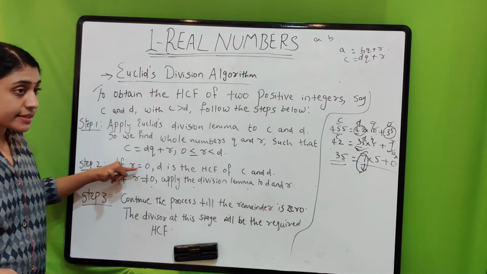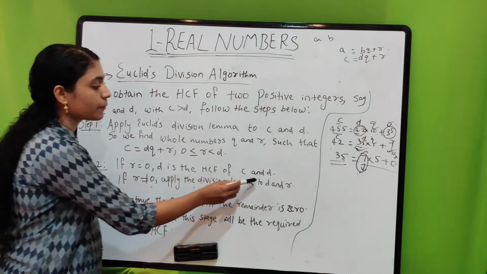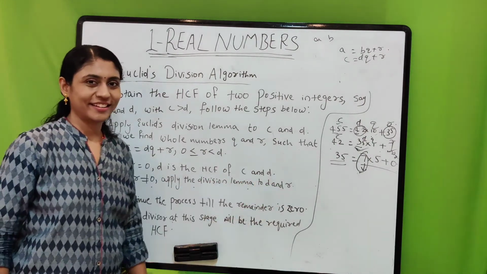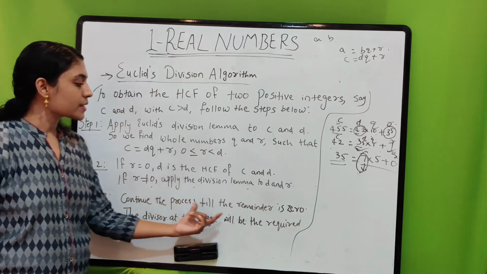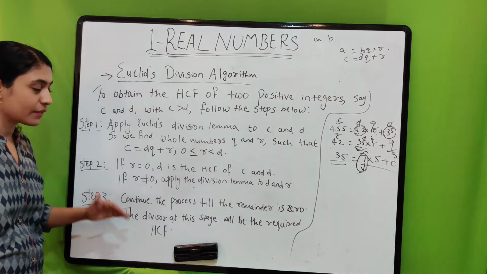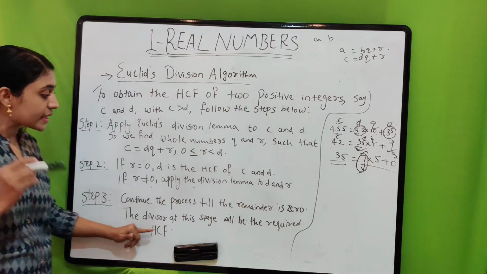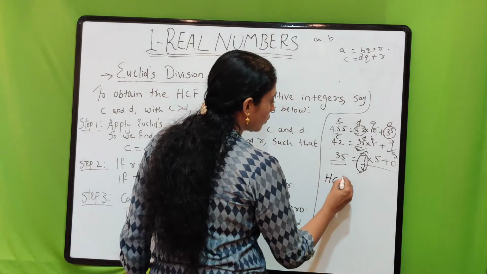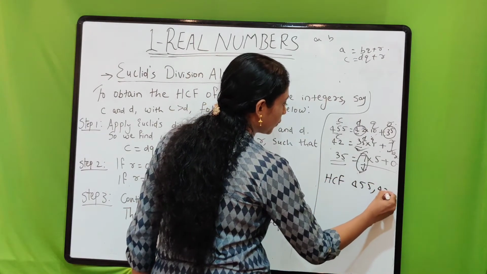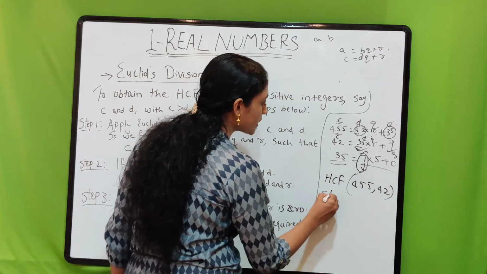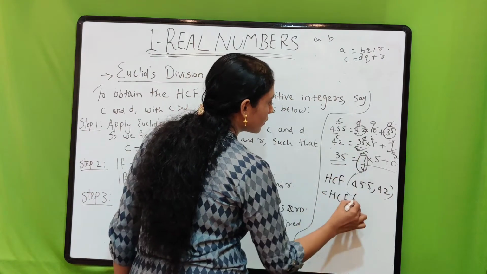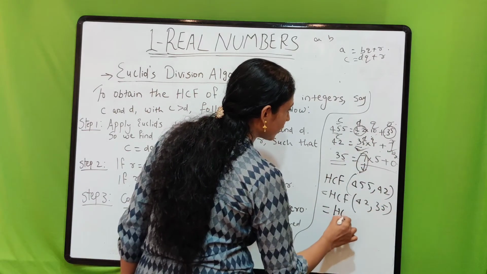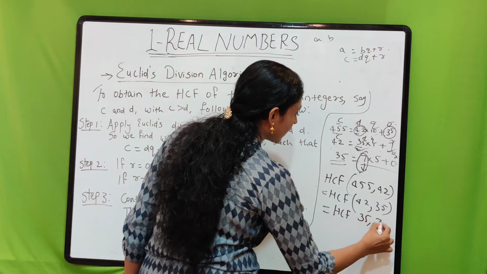Second step, if R is equal to 0, then D is the HCF of C and D. If R is not equal to 0, apply the division lemma to D and R. Now step 3, continue the process till the remainder is 0. When the remainder becomes 0, the divisor at this stage will be the required HCF. So we found the HCF of 455 and 42. HCF of 455 and 42 is same as HCF of 42 and 35, right? Which is same as HCF of 35 and 7.